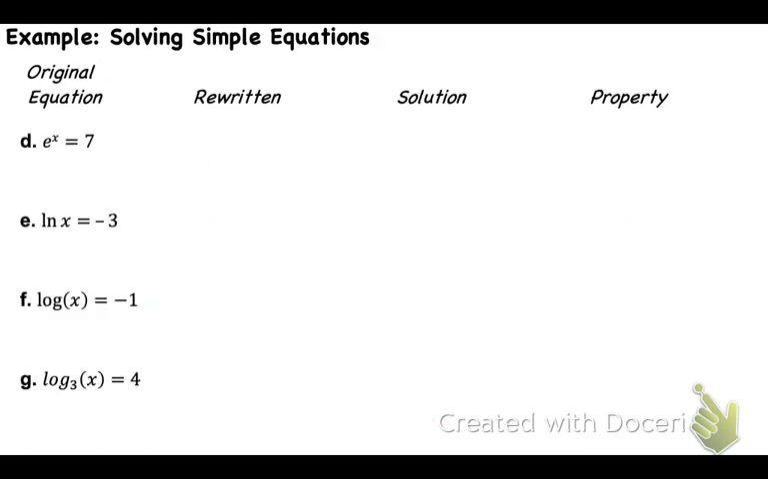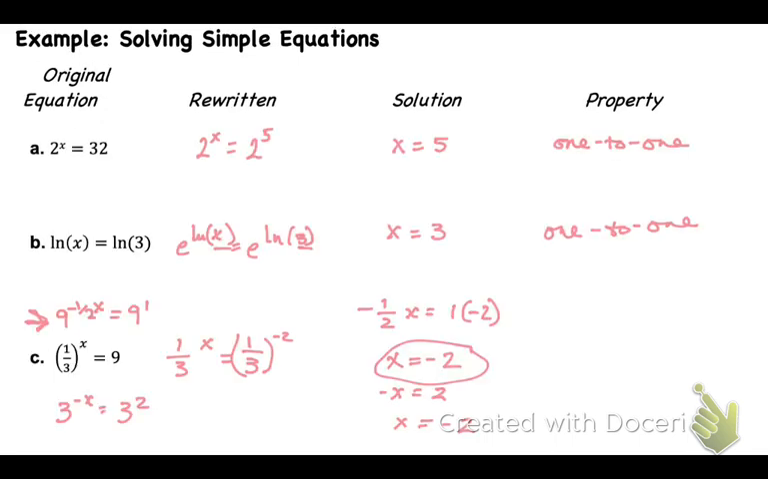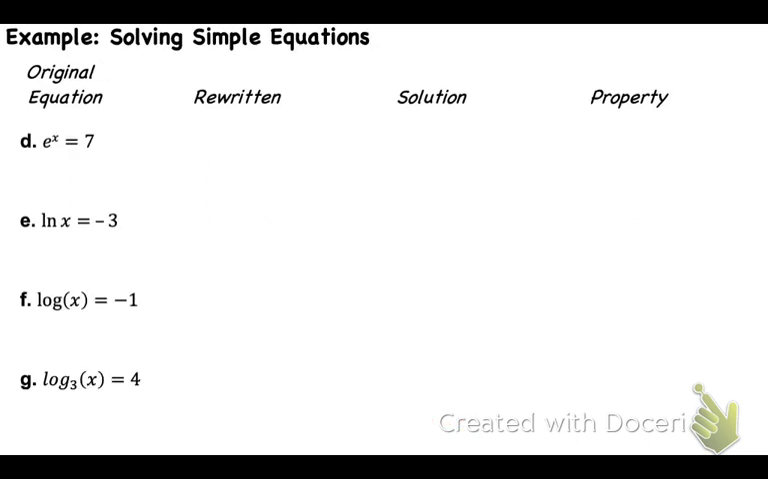Okay. What property was that? That was one-to-one, wasn't it? On the second one, the first was one-to-one, and then it was inverse and one-to-one the way I did it. I'm just trying to show you weird ways we can do it.